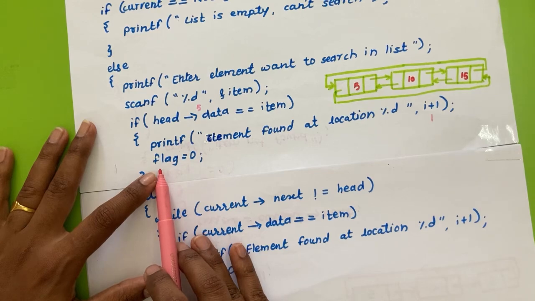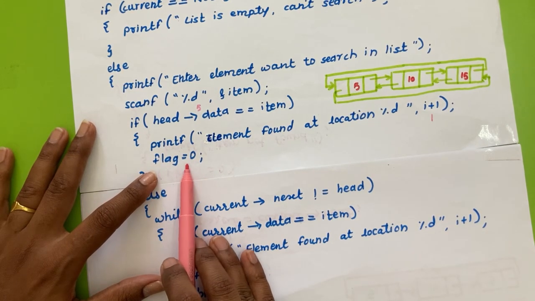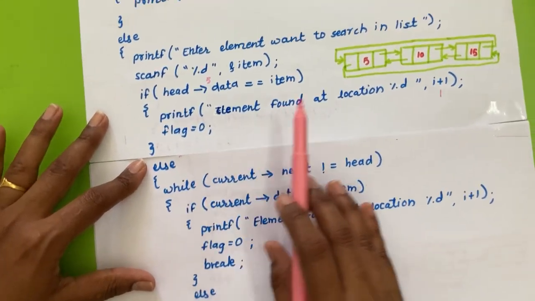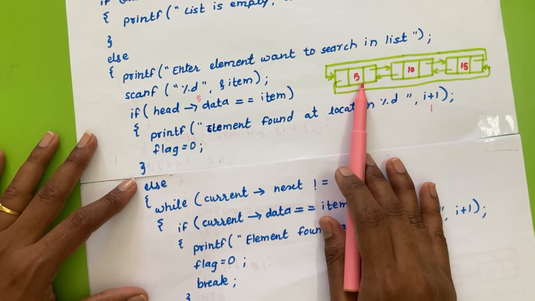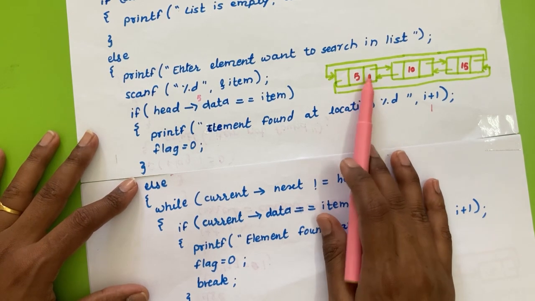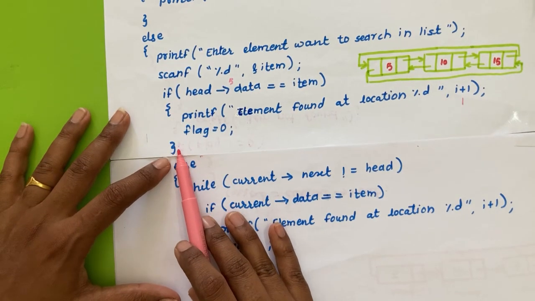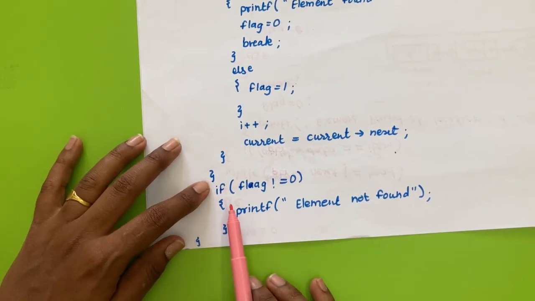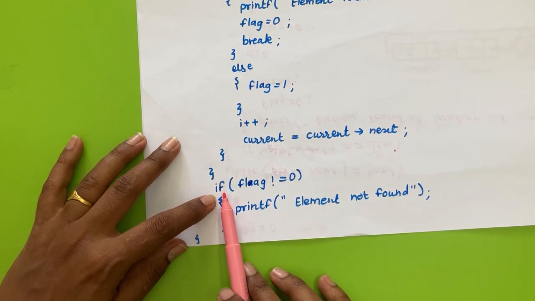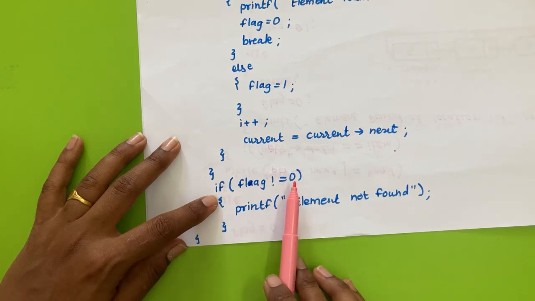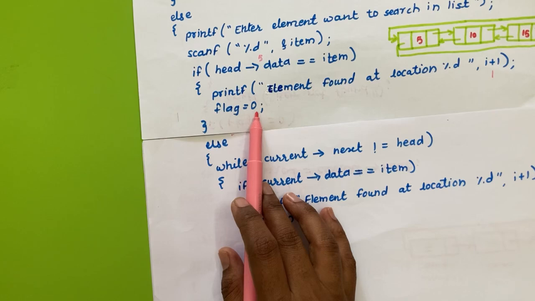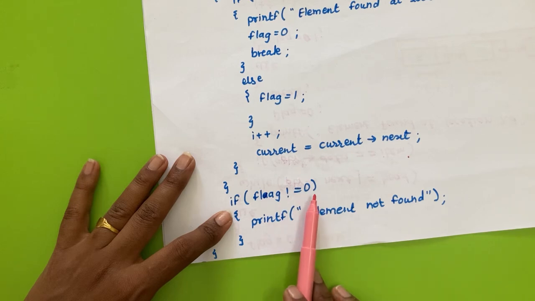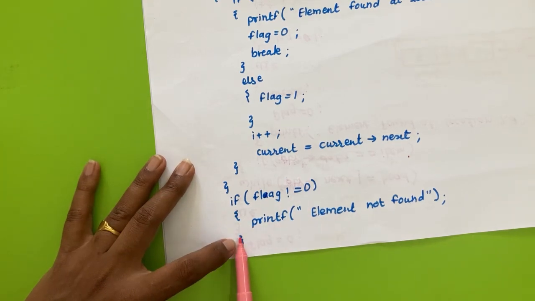And we will again change the value of flag to 0. So if the searched element is present at the head location, the if condition is satisfied, so it will not go into the else condition. It will go out of this else, and the next statement after this else is: if flag is not equal to 0. What is the value of our flag right now? We have set the value of flag as 0, so this condition does not satisfy, and it will come out of this if condition.